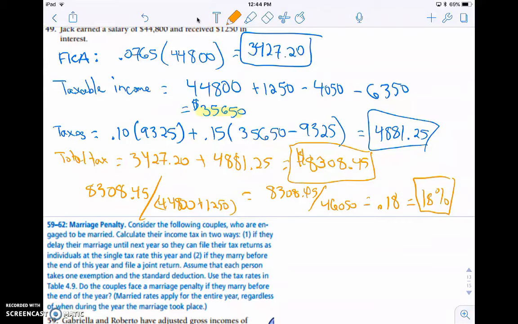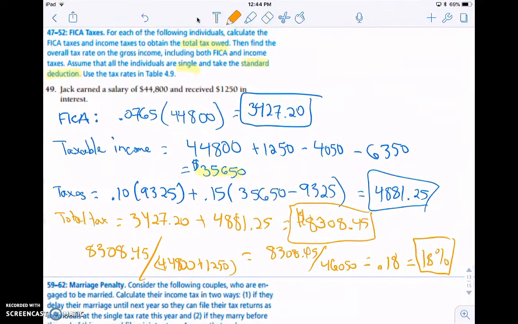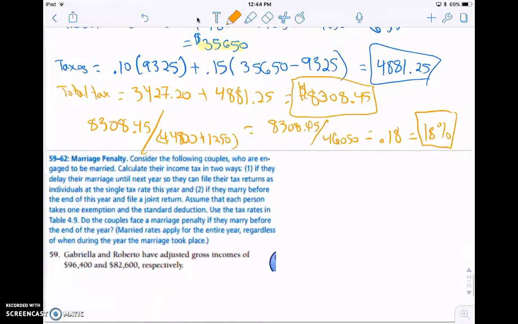So again, that's just a look at finding the FICA taxes, then finding the taxable income, and then calculating the income taxes, the total tax, and what percentage.